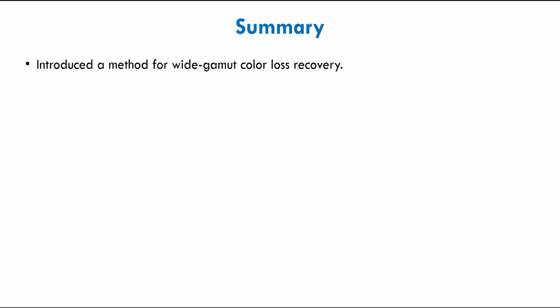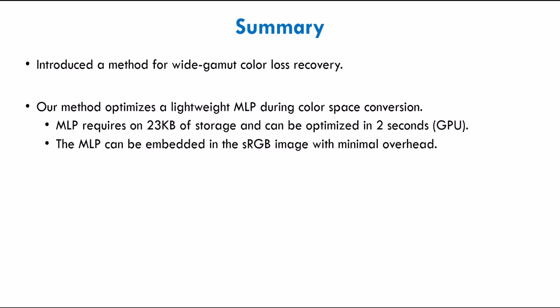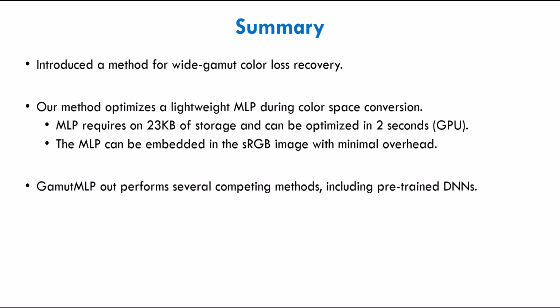We have presented a method to recover wide gamut color values lost due to gamut reduction. Our approach optimizes a lightweight MLP during the initial color space conversion. The optimization can be performed in less than 2 seconds using a GPU, and the MLP model can be embedded in the small gamut image with minimal overhead. Experiments show this approach performs well compared to competing methods.